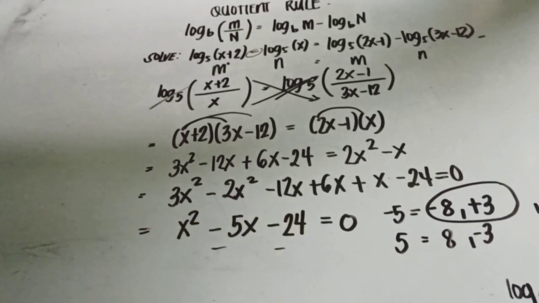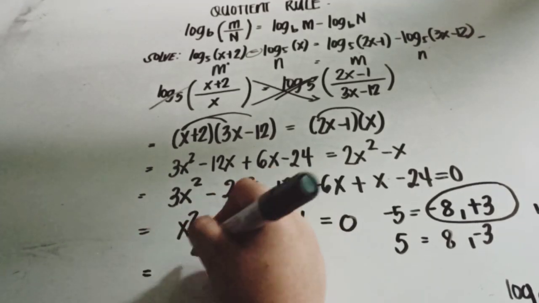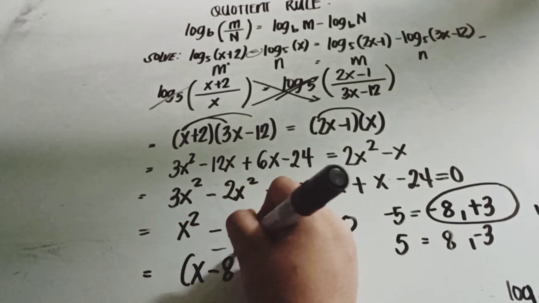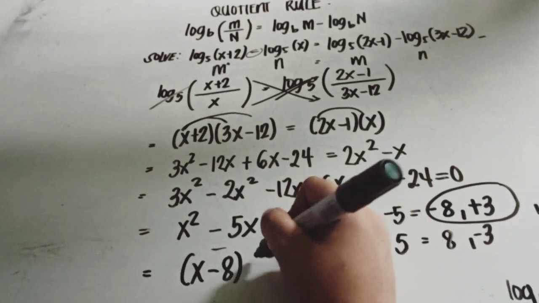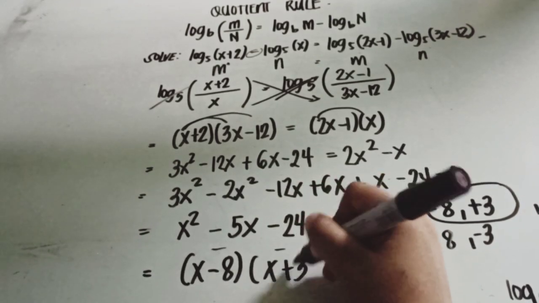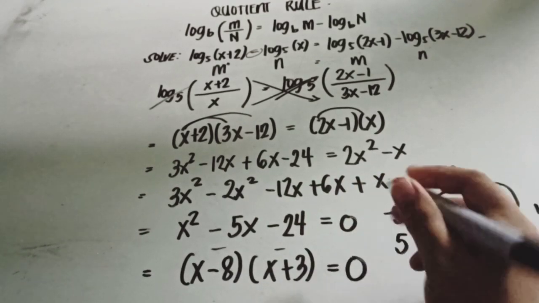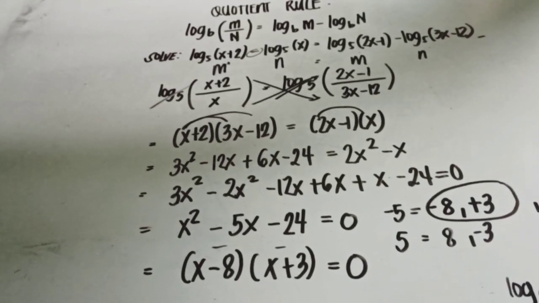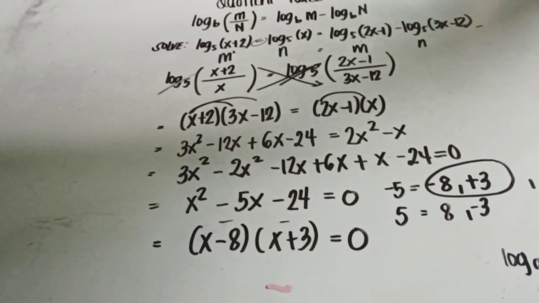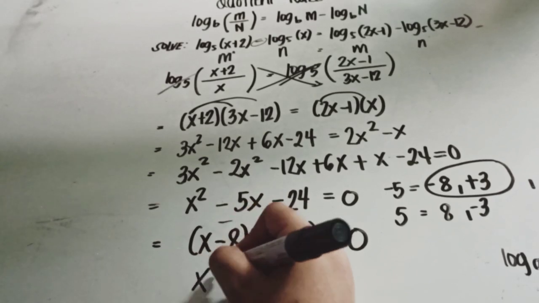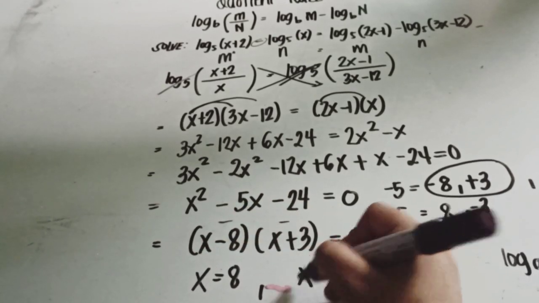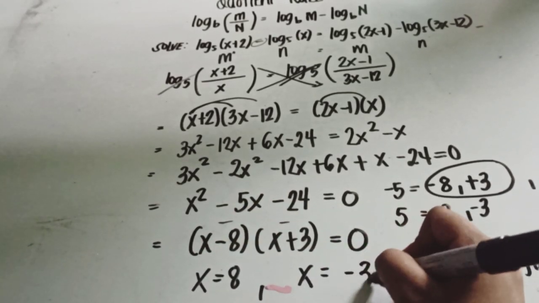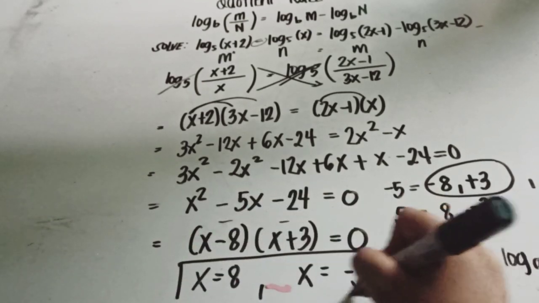So the factors for this equation will be (x minus 8) and (x plus 3) equals 0. So the solution for this expression is x equals 8 and x equals negative 3. This is the answer.